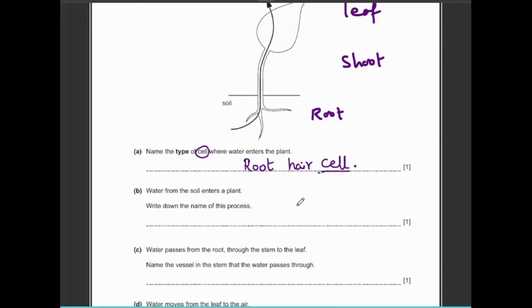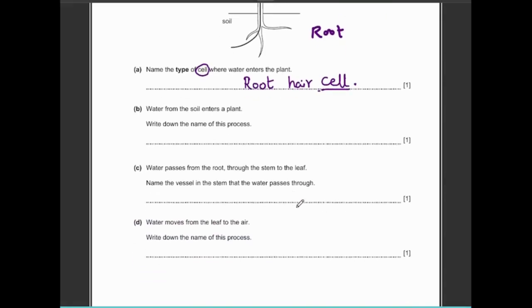Moving to the next question. Water from the soil enters a plant. Write down the process. When they mention the process name, you need to mention absorption. You can also write osmosis, or you can also mention diffusion. This is only to give an idea that water moves inside the root hair cell by the process of osmosis, but the name of the process is absorption.